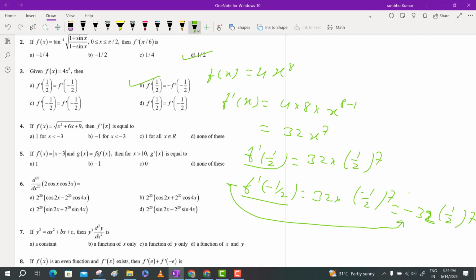Now let's move to the next question. Here A and D are the same option, which means some printing mistake is there in this particular question, some typing error. But the correct answer is option D. Okay, now let's move to the next question.